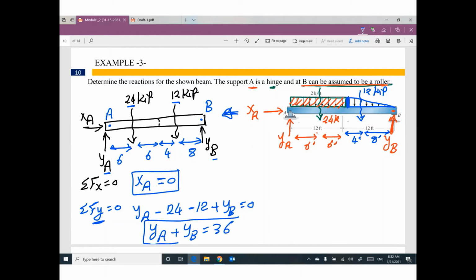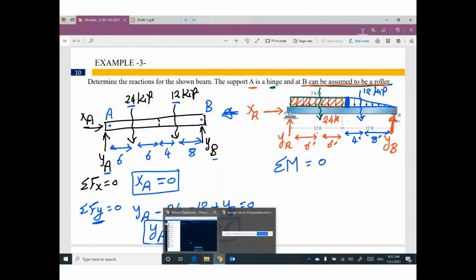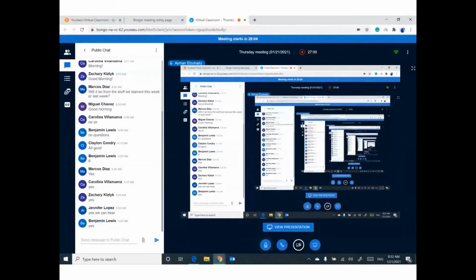We have 2 unknowns. The third one, summation of moment at any point equals 0. Any question so far? If you have any question, let me know.